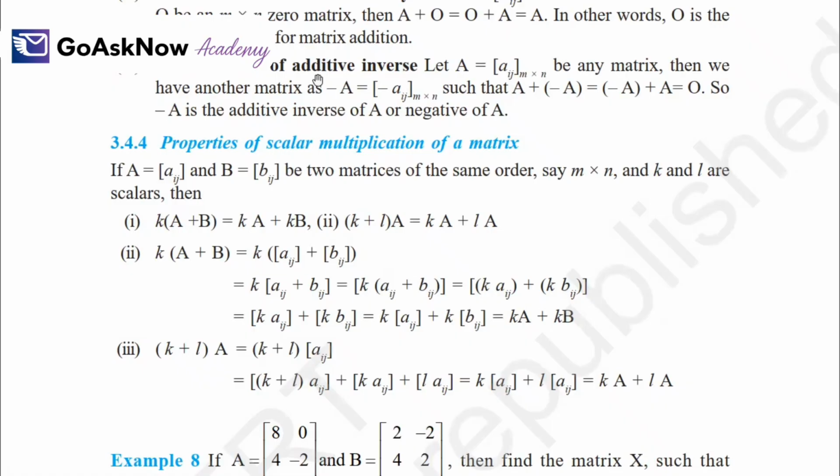See here, you are getting [Kaij] plus [Kbij], which is equal to KA plus KB. That is how it is written.